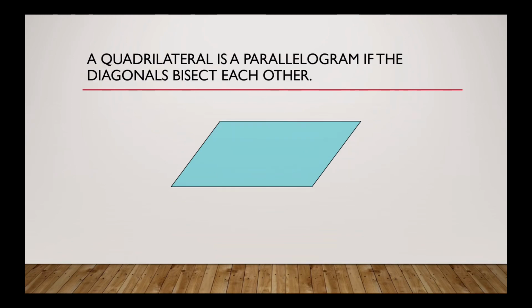Next condition, a quadrilateral is a parallelogram if the diagonals bisect each other. So, ibig sabihin nito, kapag nag-cross or nag-intersect ang dalawang diagonals, then dapat hinahati nila ang bawat isa ng may magkaparehong sukat. So, this diagonal is divided into two congruent parts. And this diagonal is divided by the first diagonal into two congruent parts.